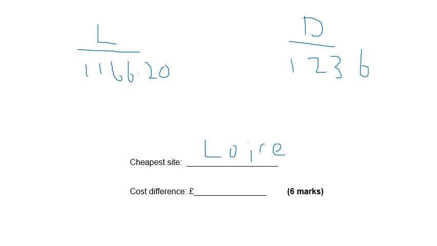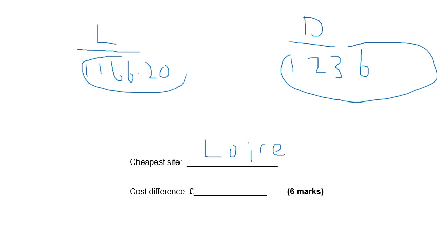Then you have to find the difference between two numbers. The highest one, take away the lower one. Okay, and that comes to £69.80. Okay, so that's what all 6 marks were for. Working out the cost of Loire, working out the cost of Dordogne, and then the difference between the two of them. And that finishes the first question. Quite a long question, worth 6 marks. Okay, but doable.